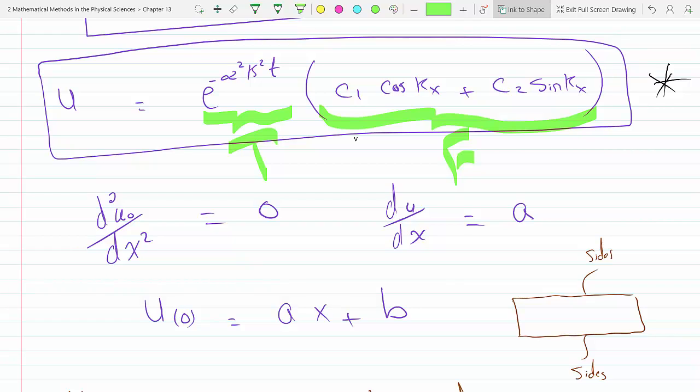So if you differentiate u, if you plug in 0 into t there, you get 0, e to the 0 is 1, and then cosine 0, because that's at x equals 0. Cosine 0 is 1, so you get ax plus b.